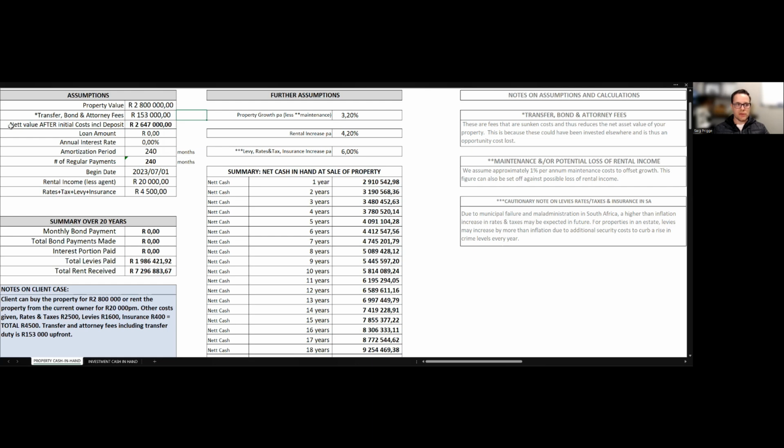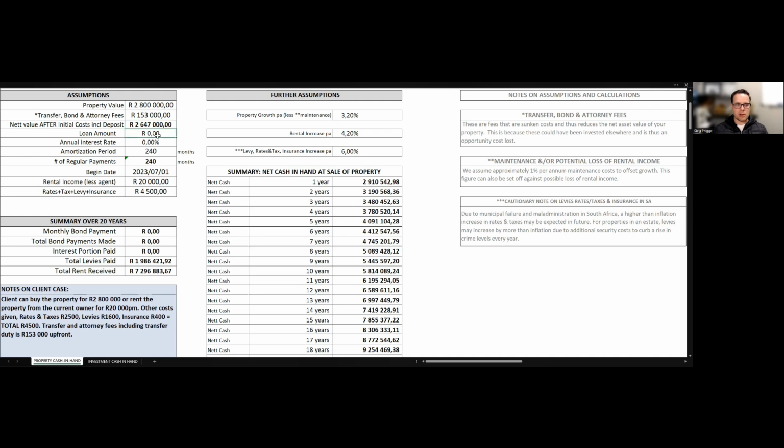And the reason why we have this section, net value after initial cost, 2.6 million, this reduced rate, is because this 153,000 Rand is a sunken cost. It's value that's lost. It's money that is paid towards the attorneys and towards government taxes for the property purchase. And we can't use that money for any other reason. In other words, we can't invest it or keep it on the side and make it grow. So we have to, in some way, make a sacrifice with it. So we deduct it from the initial property value.